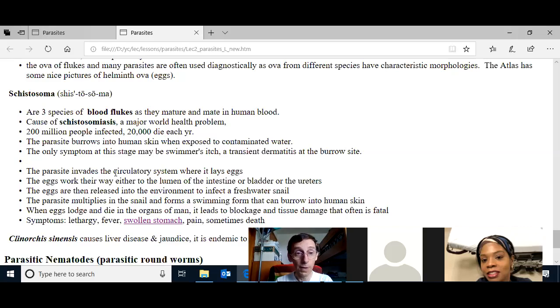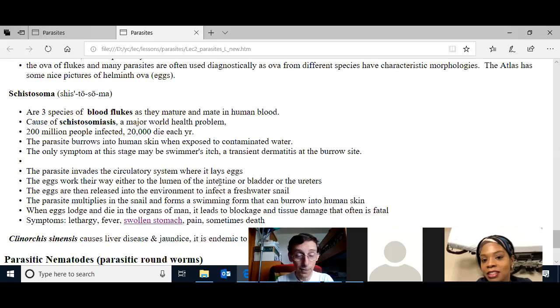And then the parasite, when it is in the blood, will mature to its final mature stage and undergo sexual reproduction, creating eggs. And these are fertilized eggs. And then, depending on the species of the fluke, the eggs will either work their way to the lumen of the intestine, or to the bladder, or to the ureter. And how the eggs get to all of these places is the eggs are shed in the blood of the patient, and then the blood takes the egg to the intestine, or to the bladder, or to the ureter. And like I said, it depends on what species we're talking about, where the eggs go, and then how they're shed to the environment.